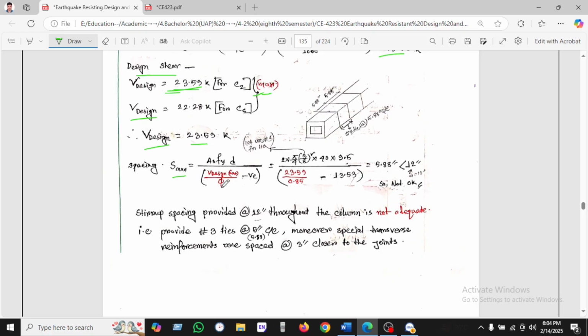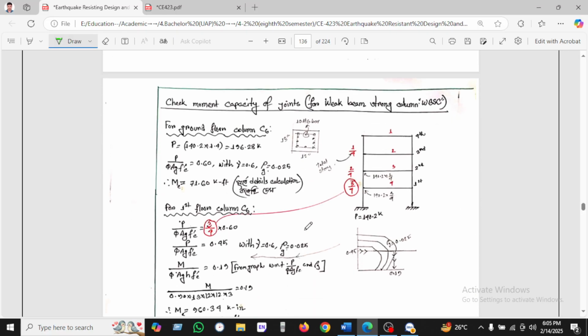Putting all these values into the equation for the maximum, we found 5.18 inches square, but we had used 12 inches square. So this is not okay, and we are using 5 inches. The stirrup spacing of 8 inches through the column is not adequate. The provided number 3 bar at 5 inches, but we found 5.88; in practice we have used 5 inches. Moreover, special transverse reinforcement is placed at 3 inches close to the joint.